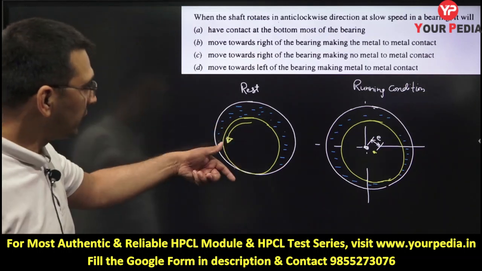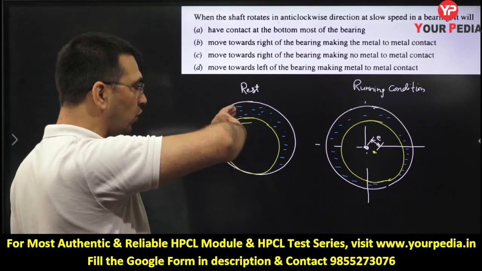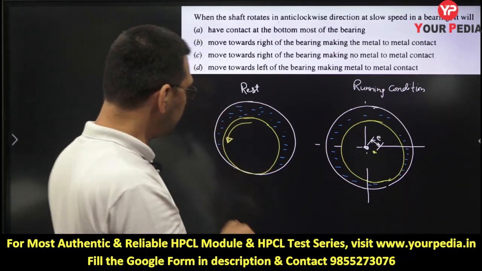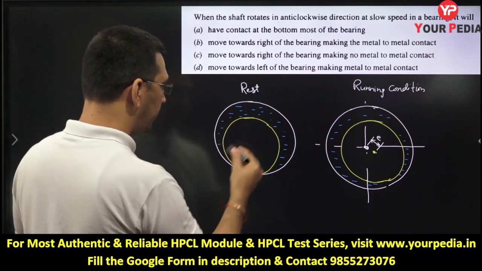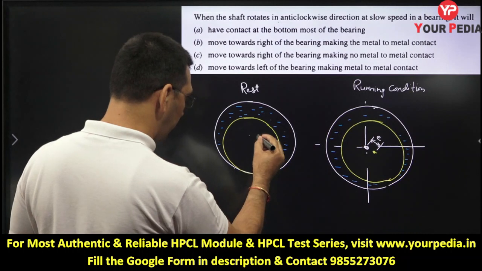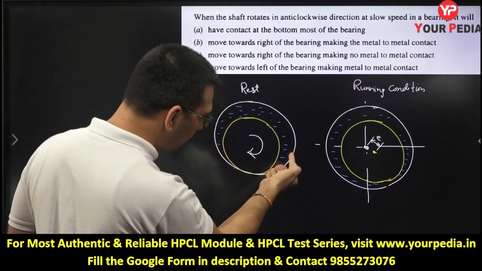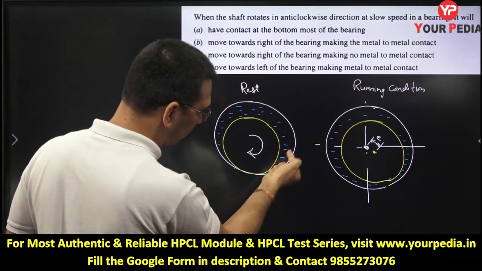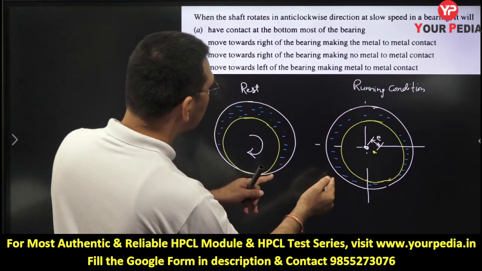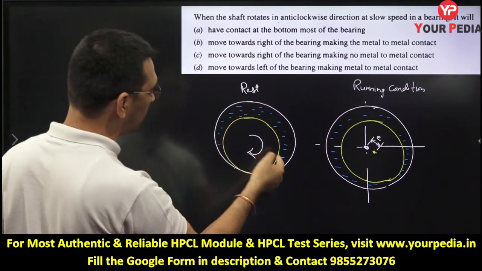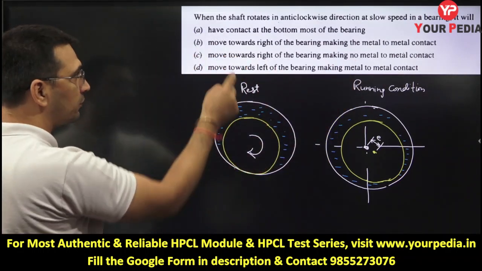Initially it will climb, and the same is going to be true if it rotates clockwise. If it rotates clockwise, then again it will climb the surface of this bearing in the opposite direction, in this direction. Then initially it will move towards the right. Then this statement would have been right, option C would have been right, because it will move right.